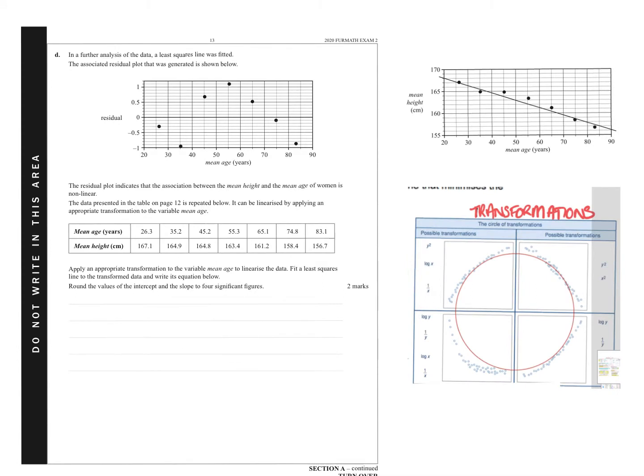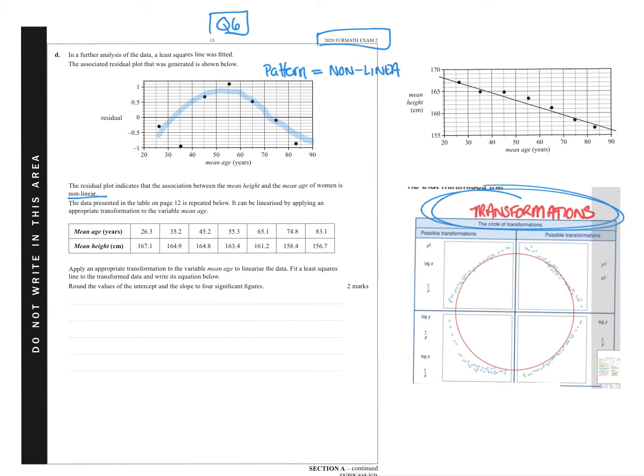Okay, with this question, it's a continuation from question 6 on the 2020 exam. So we've seen the residual plot indicates that the association is nonlinear, and we're saying that because we can see this pattern in the residual plot. So if you see a pattern in the residual plot, that will equal nonlinear. So when it's nonlinear, we then generally do a transformation to make it linear.